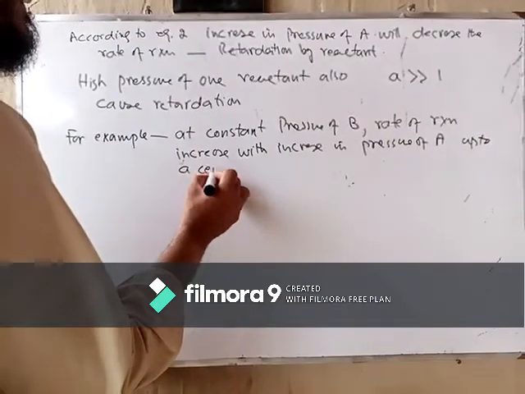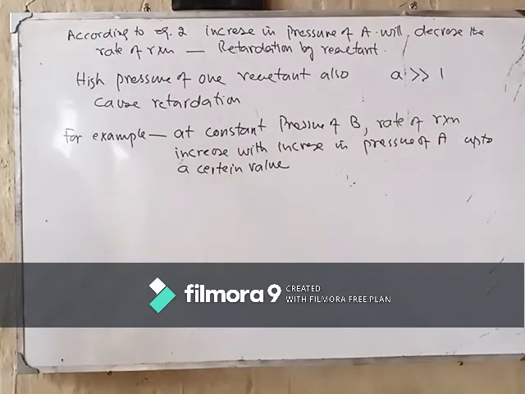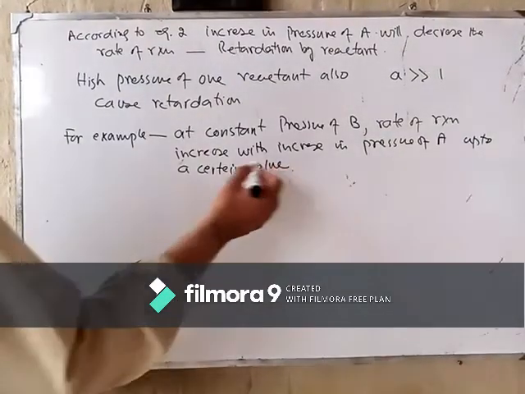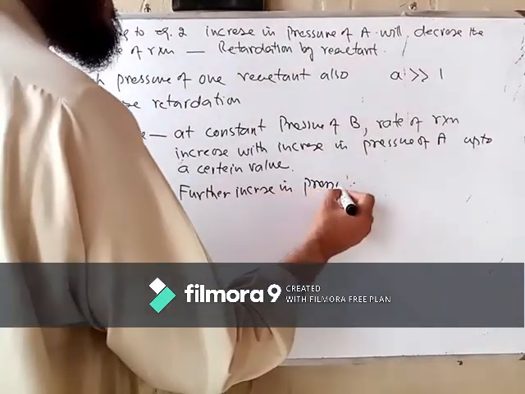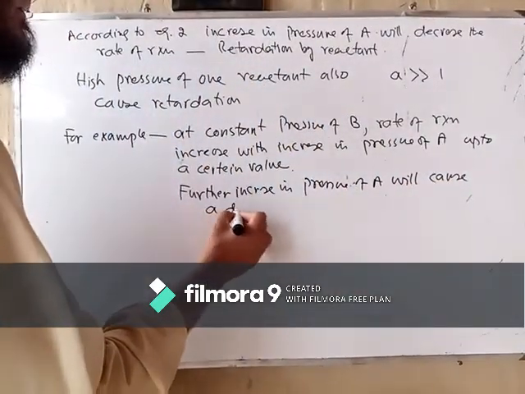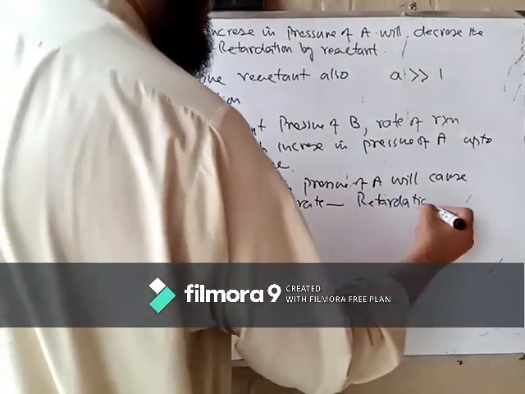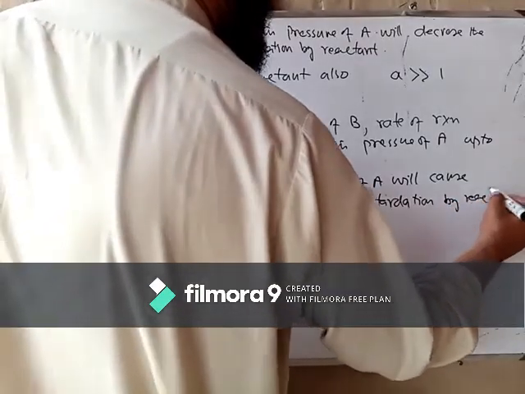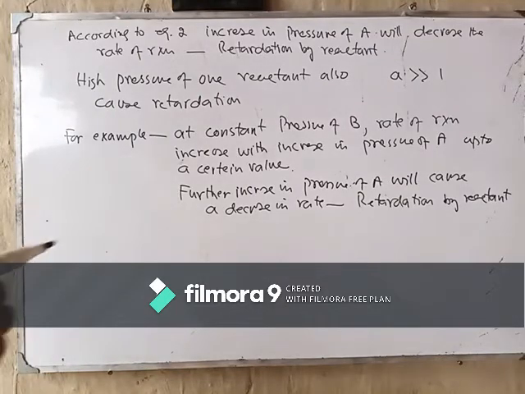Up to a certain value, and after that when we increase further, then there will be a retardation. Further increase in pressure of A will cause a decrease in rate. So that will be retardation by reactants. That means retardation is not only due to the adsorption constant; the adsorption constant also causes a retardation effect, and high pressure of one of the reactants also causes a retardation of the rate.